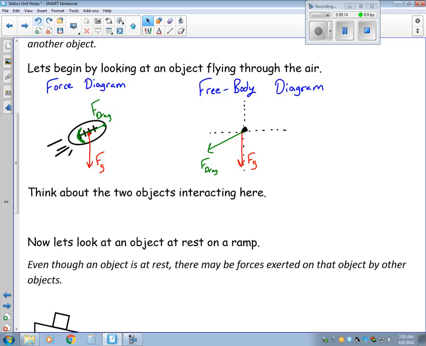Both of these diagrams have their pros and cons, but basically, on the force diagram, you want to draw the forces where they originate, and on the free body diagram, you want to put the forces originating at the center of the object.